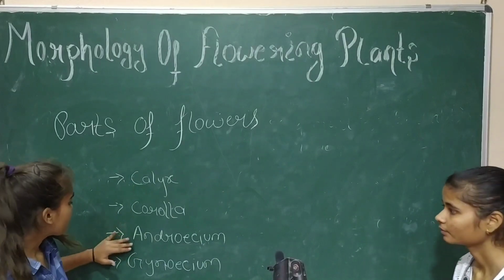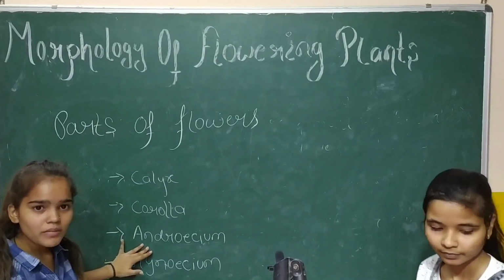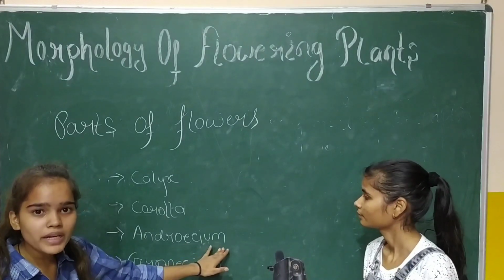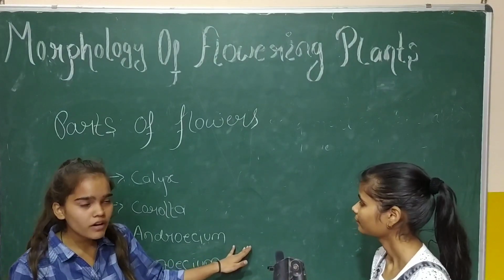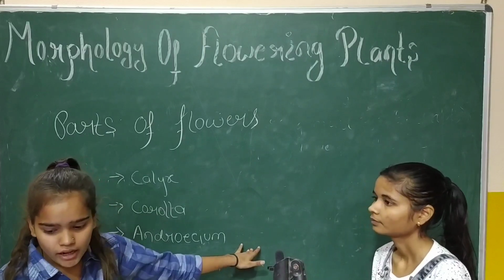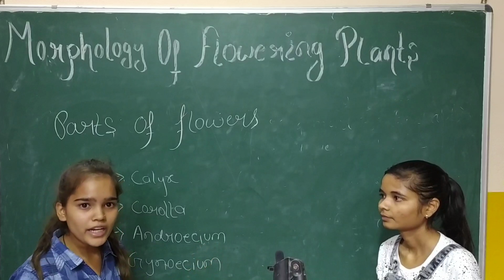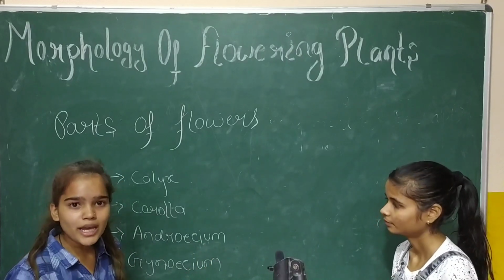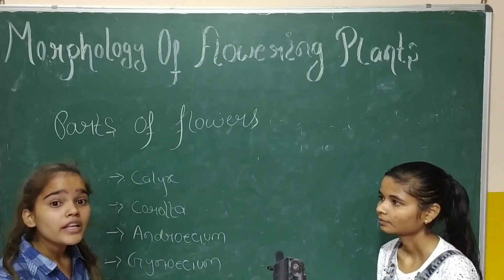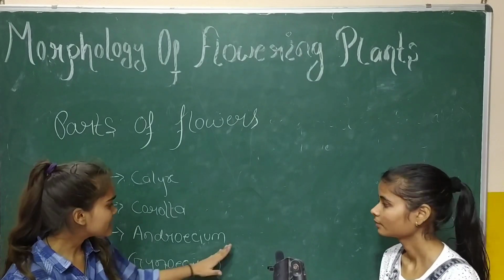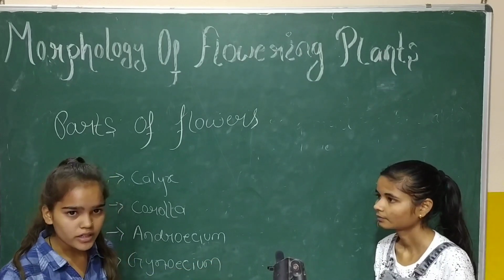Now we will move toward our next topic, that is androecium. Androecium is composed of stamens, and the stamens, which are the male reproductive part, consist of a filament and an anther. The anther is bilobed, and each lobe contains two chambers known as pollen sacs. The pollen grains are formed in the pollen sacs. A sterile stamen is known as a staminode.